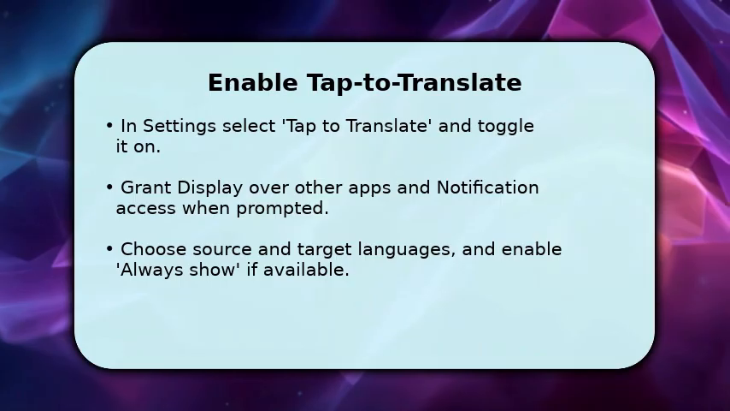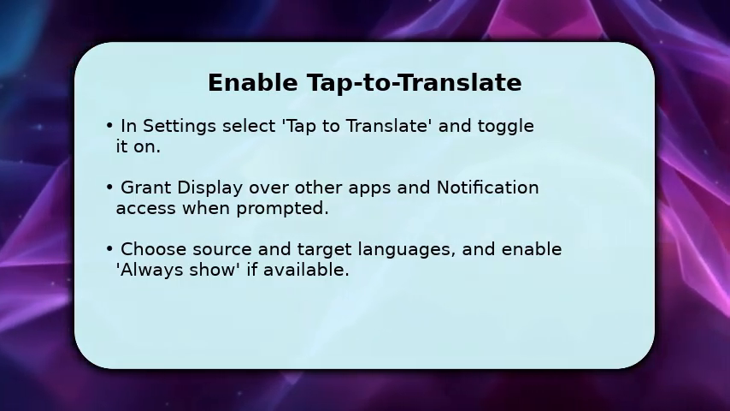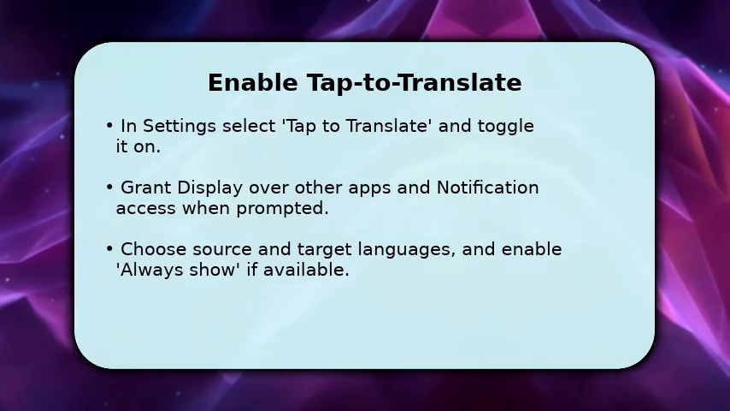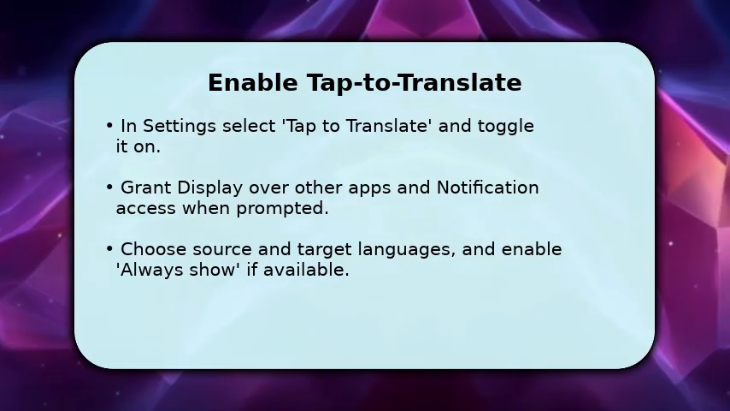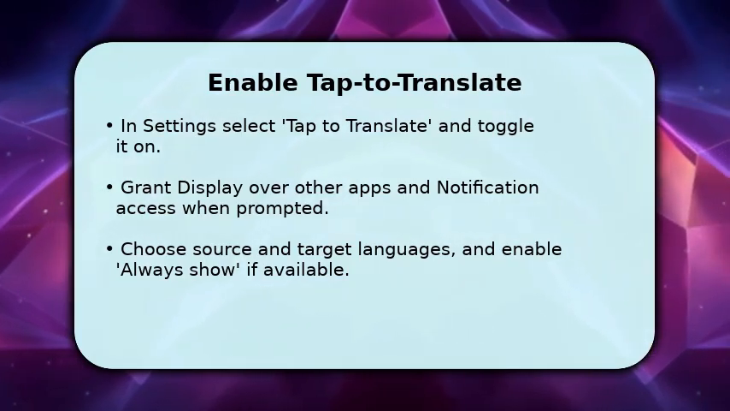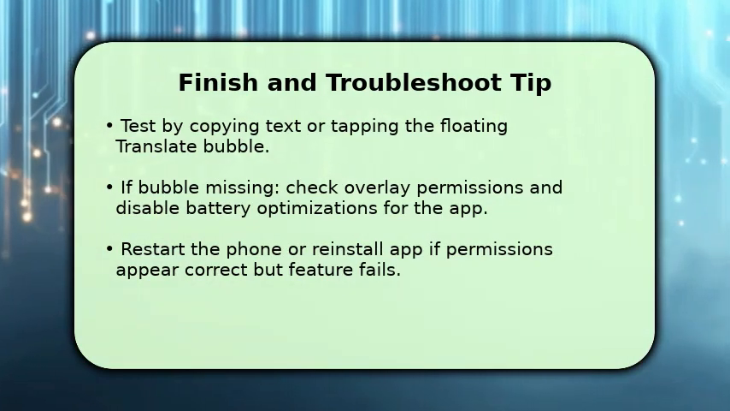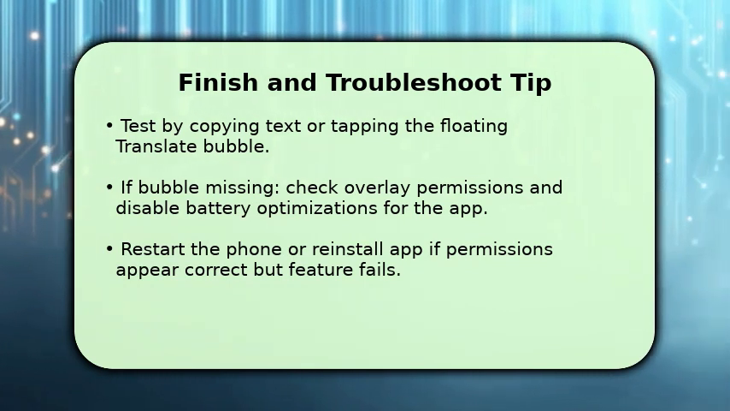Choose your default source and target languages now, and turn on Always Show or Auto Detect where available to avoid manual switching. This sequence ensures the bubble appears when you copy text or press the floating icon, so translations happen instantly while you stay in any app. Finish by testing. Copy text in another app or tap the floating translate bubble to confirm translation appears.